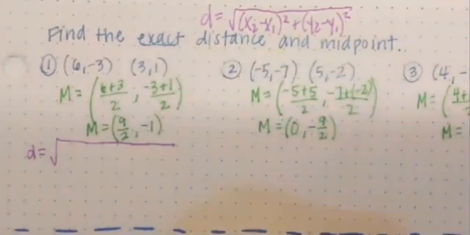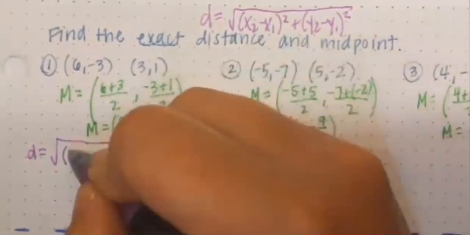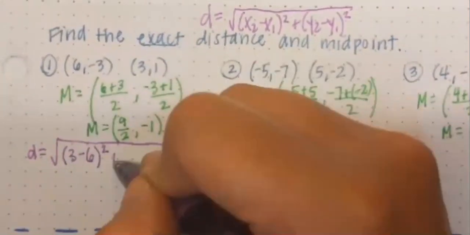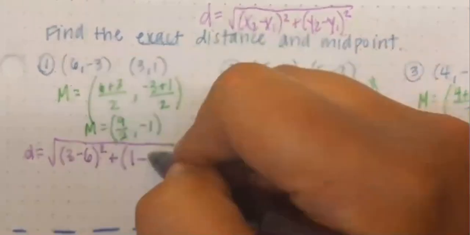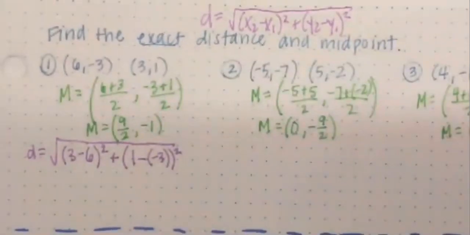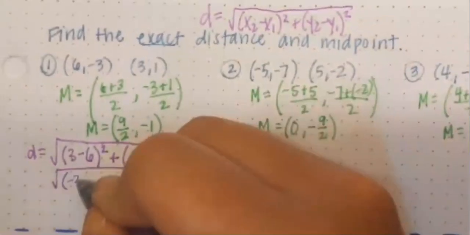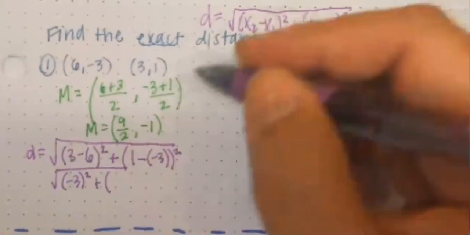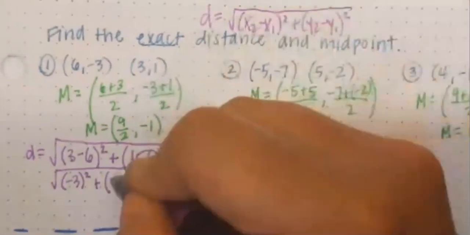I'm going to start with my x2 minus x1. So x2 would be 3 minus x1, 6, squared. All right, y2, 1 minus y1, -3, squared. 3 minus 6 is -3. 1 minus negative, so negative, negative becomes a positive. So 1 plus 3 becomes 4.